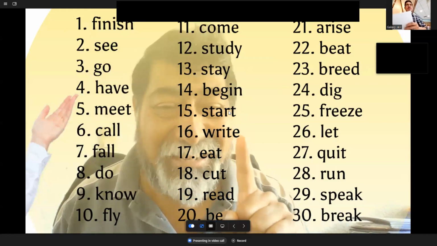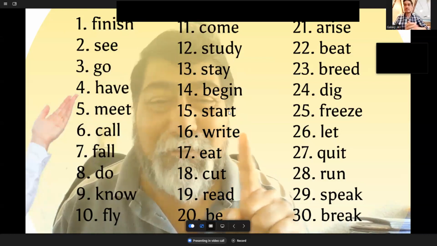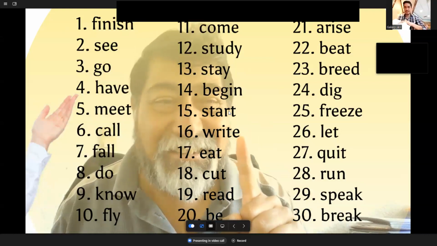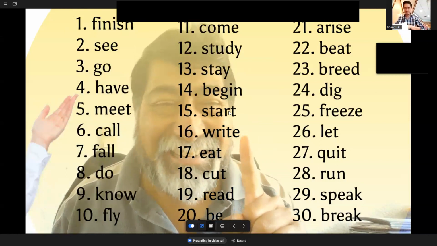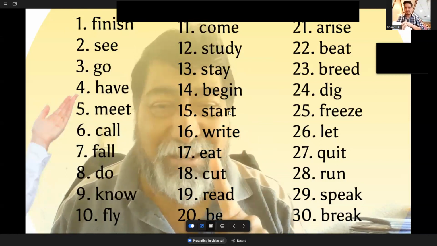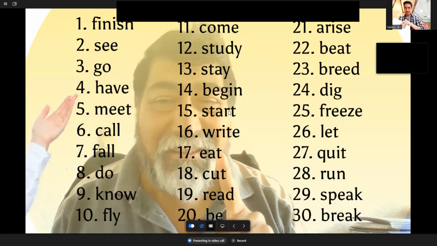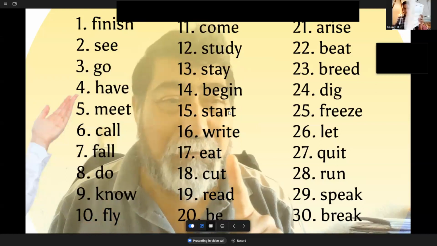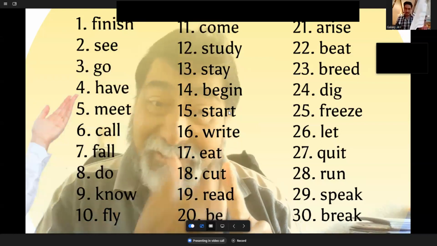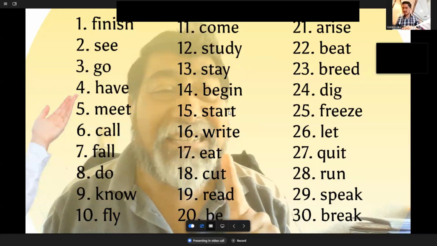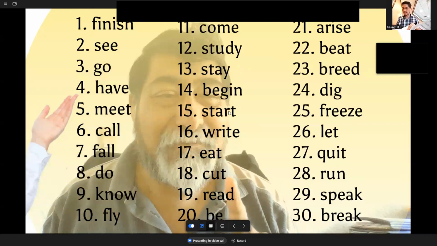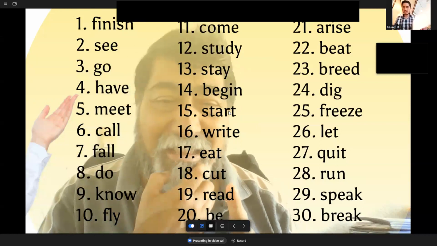Write, wrote, written. Okay. Eat, ate, eaten. Okay. Cut. Good. Cut.